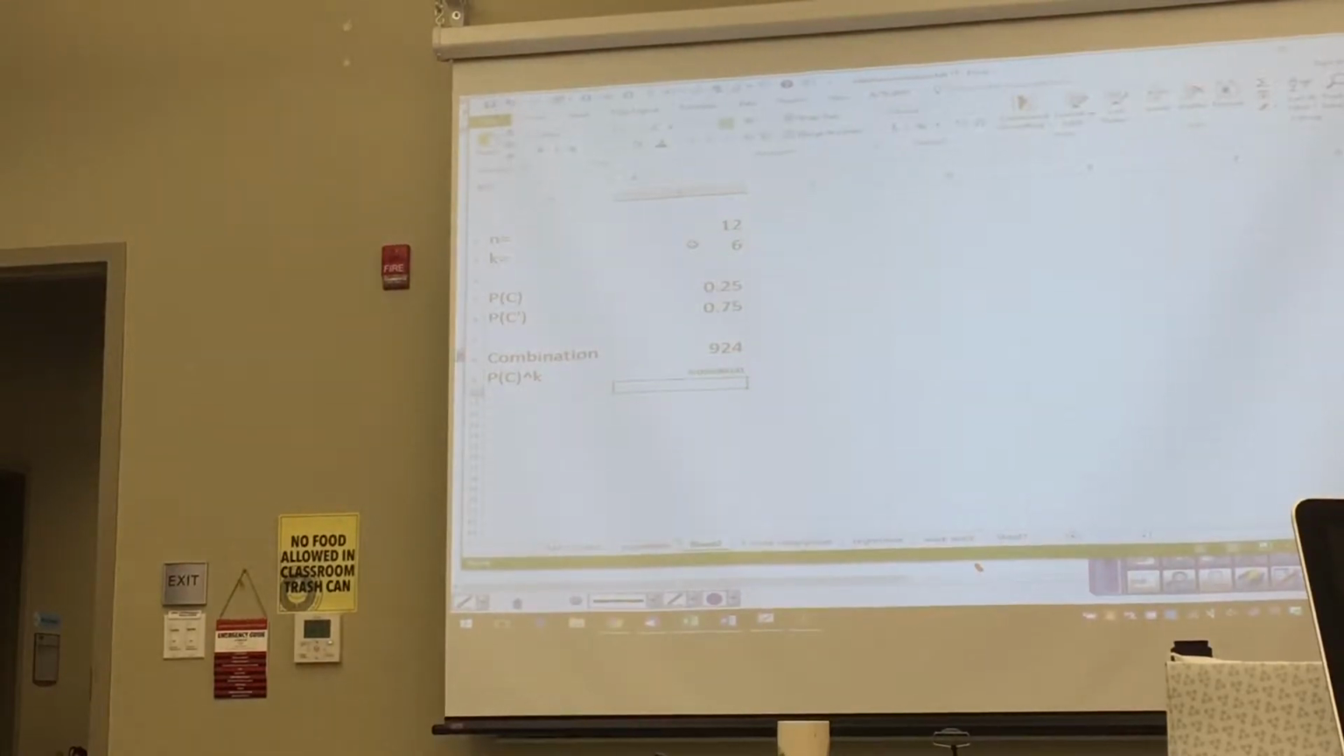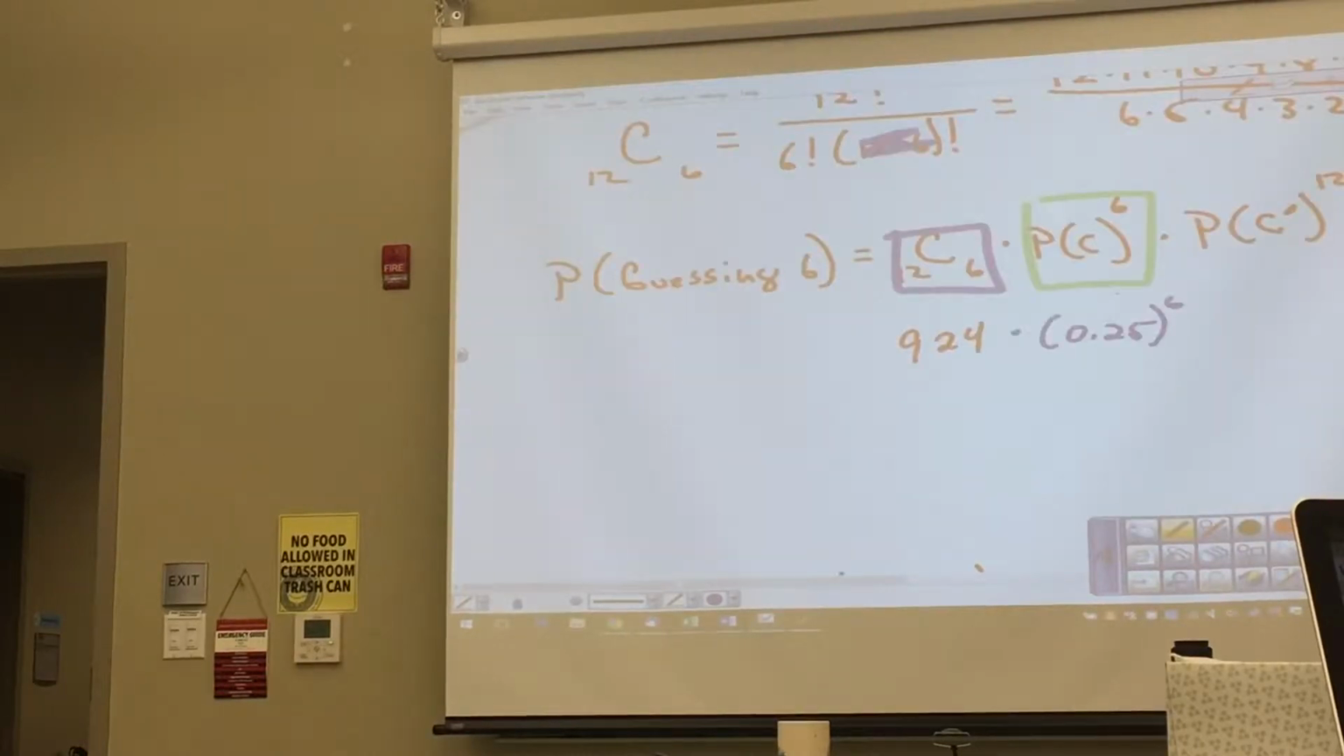That gives me that, and then I'm going to come back and format that much bigger. We're going to be able to use our computers? Yeah. Alrighty. It's this raised to the K power. Probability of this raised to the K power.